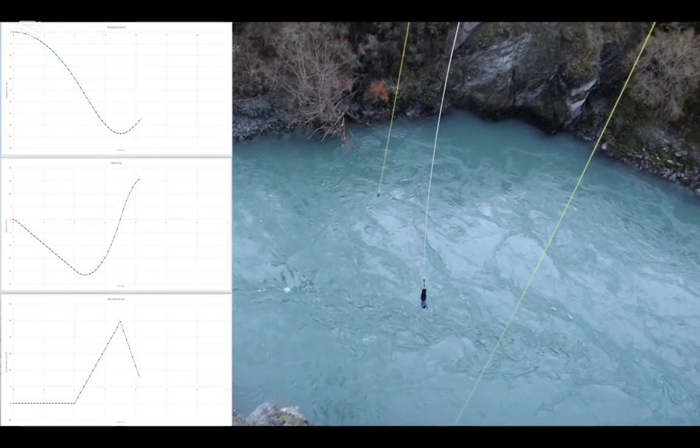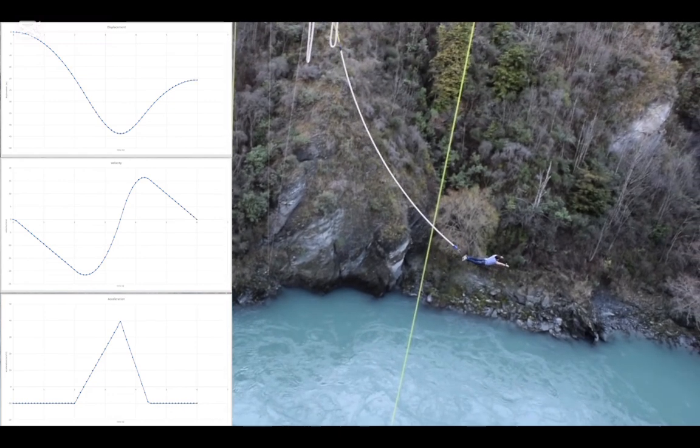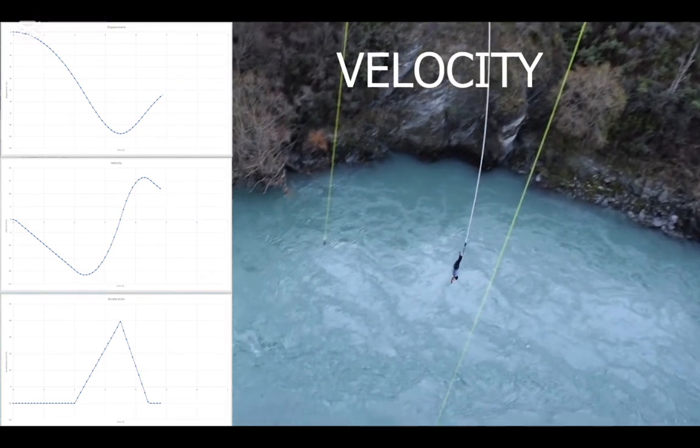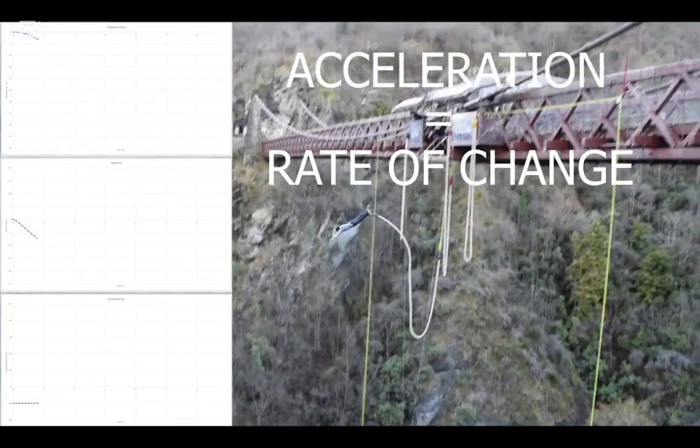After this point, the bungee jumper is moving upwards, but the acceleration is slowly decreasing. This changes the velocity once again. This point is not the greatest acceleration. Point C was the correct answer. The misconception here is understanding that the velocity is the speed of the bungee jumper, whereas the acceleration is the rate of change of the velocity.